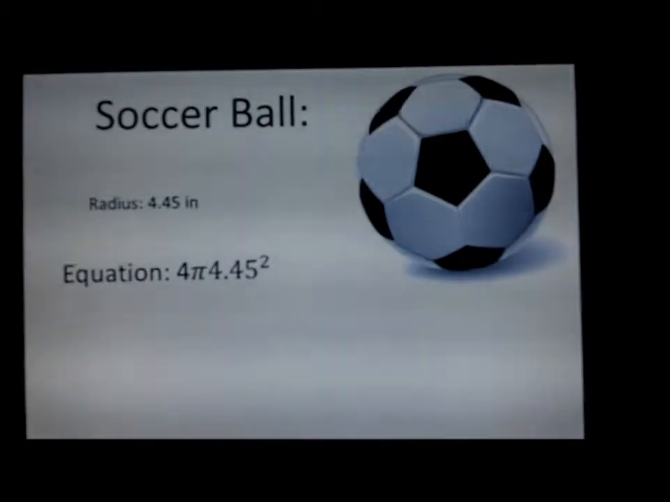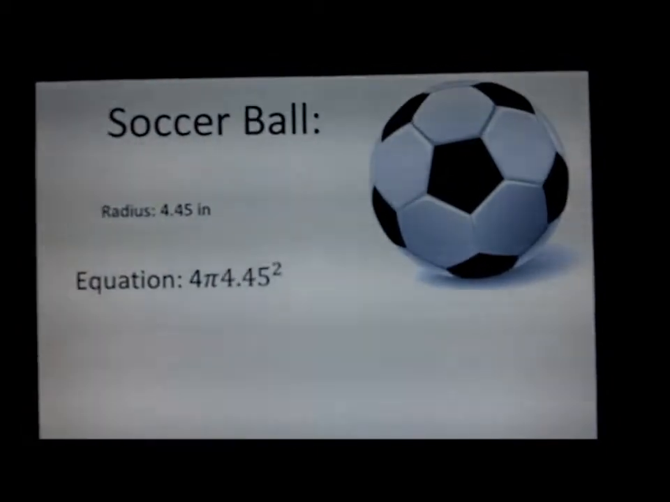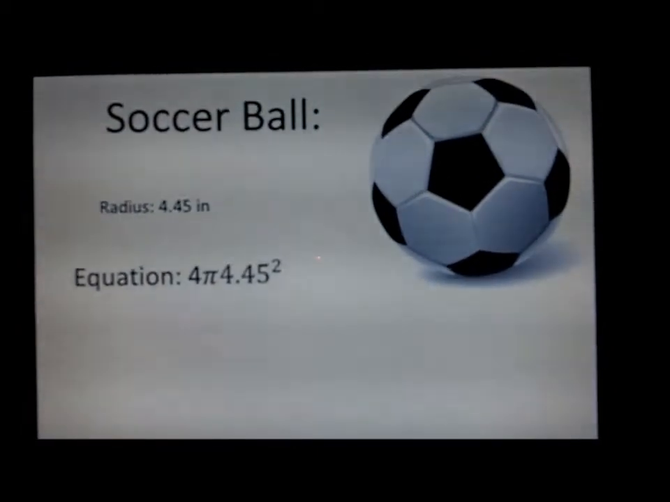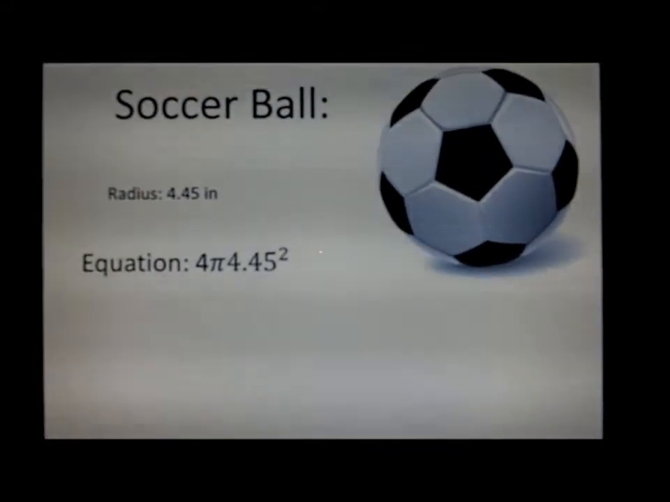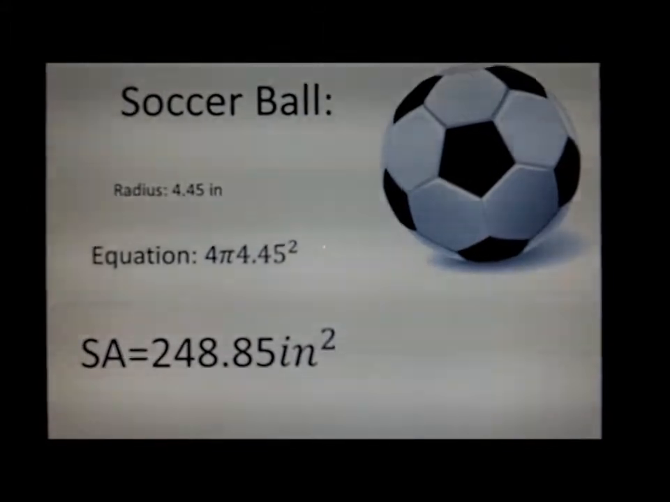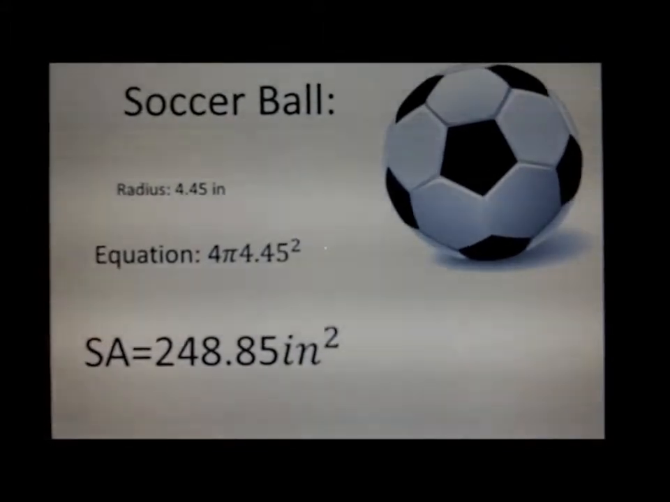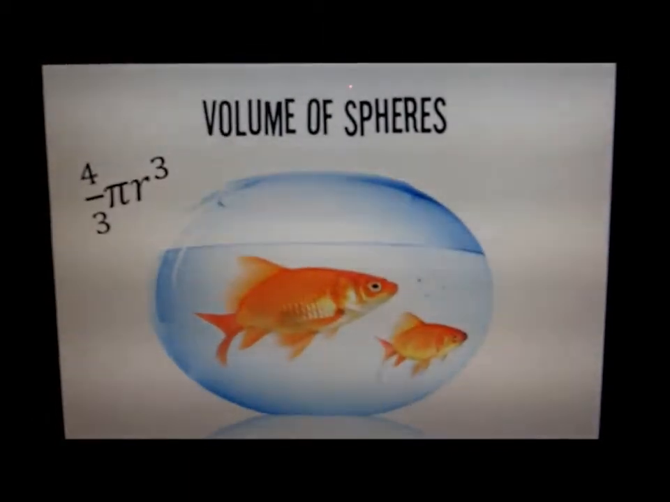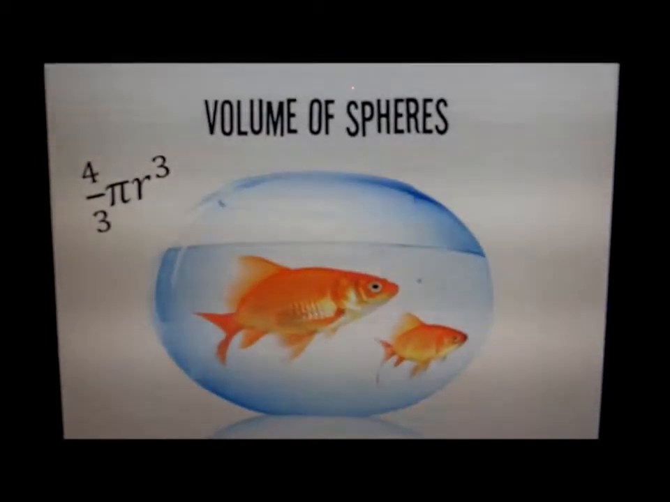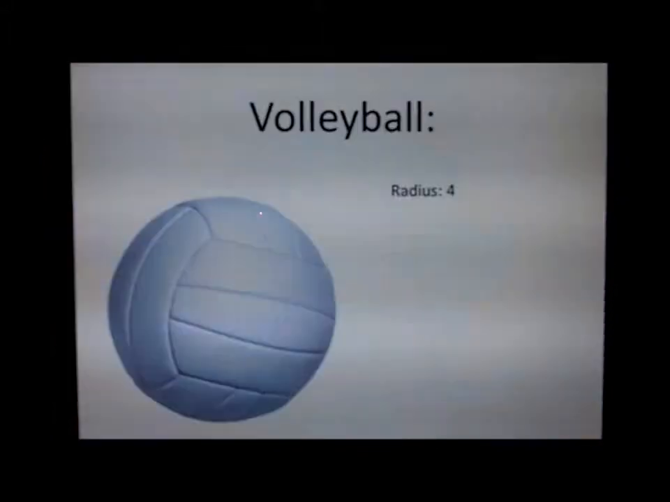For the surface area of a soccer ball, you have to know the radius, which is 4.45 inches. The equation for this is 4 pi r squared, which you would put 4.45 for r. Then the surface area for the ball would end up equaling 248.85 inches squared.